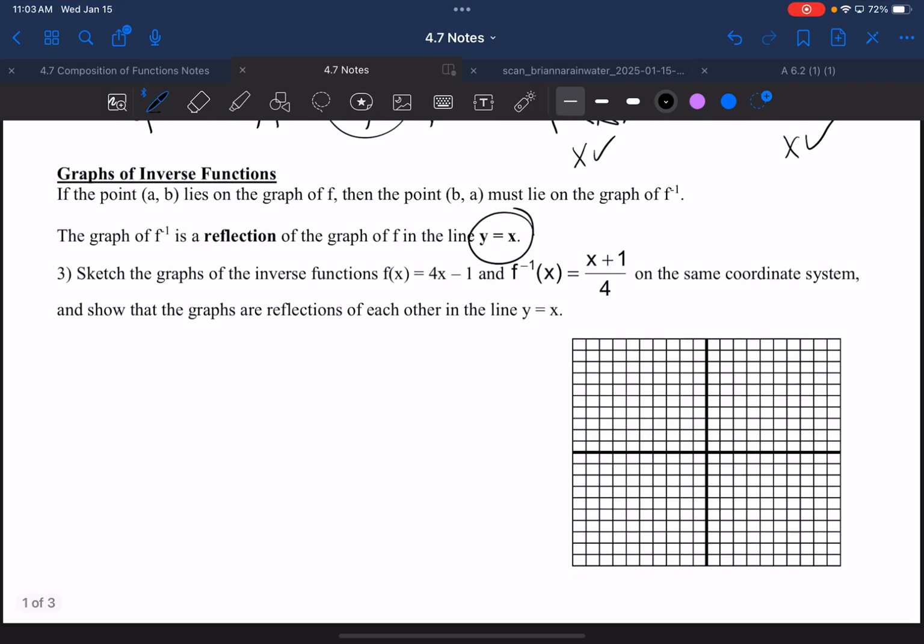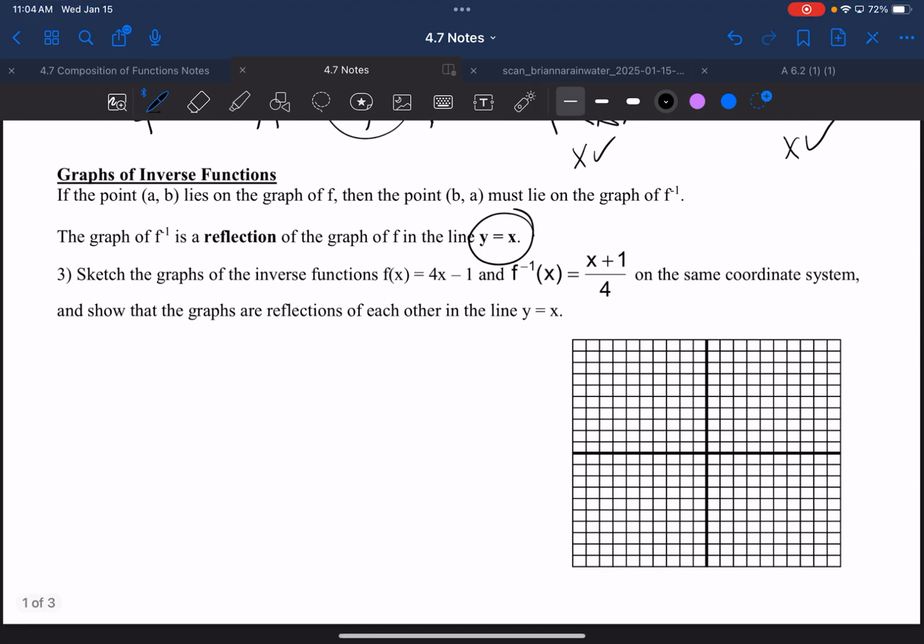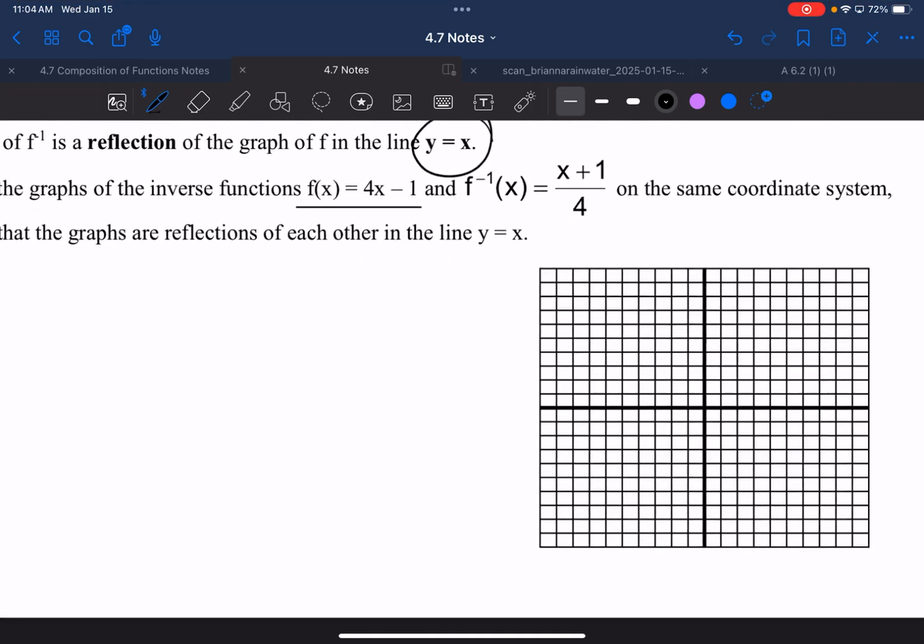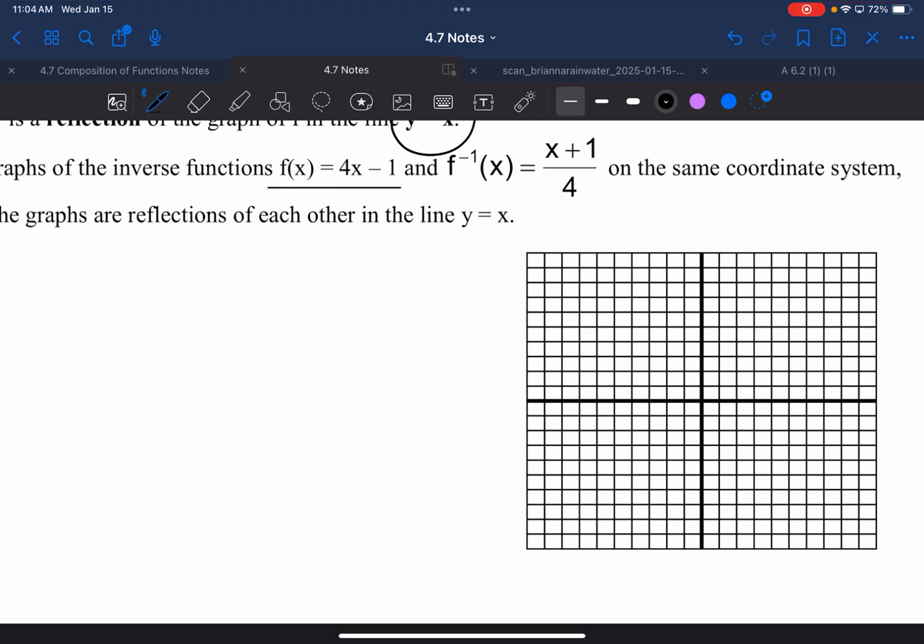Okay, so it says we're going to sketch both the original and the inverse function right here, and we're going to see, does it look like it does, in fact, reflect over the line y equals x? Okay, so let's see. We'll start with the original function, 4x minus 1. Well, that minus 1, that's my y-intercept, right? So that tells me I plot my first point here at negative 1. And then my slope tells me I'm going to do what? Good.